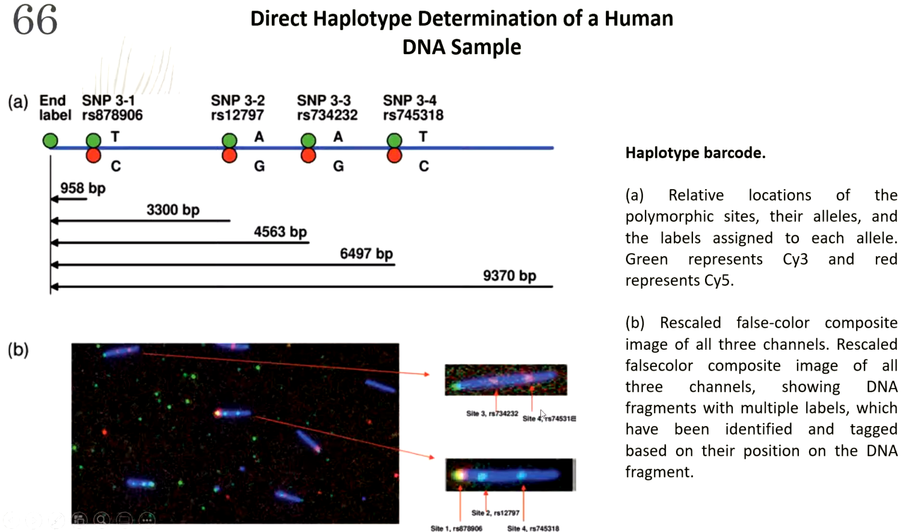Whereas this is site 4, which is RS745318. This shows a red color, which means both of them have G and C. Whereas this particular sequence is showing green color. That means at this particular site 4, it has thymine. At site 4 it has thymine, at site 2 it has adenine, and this is site 1.